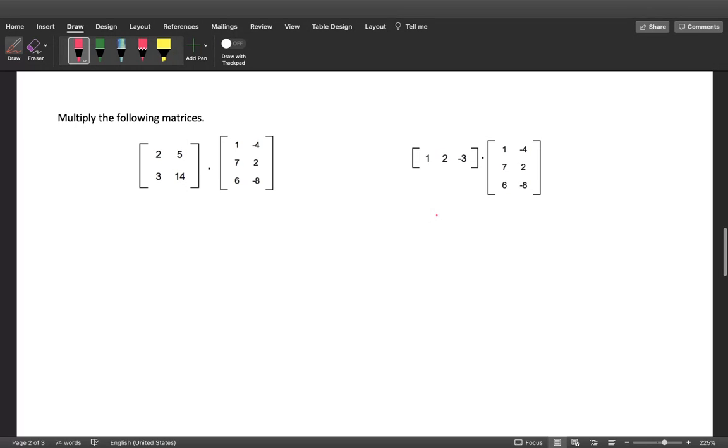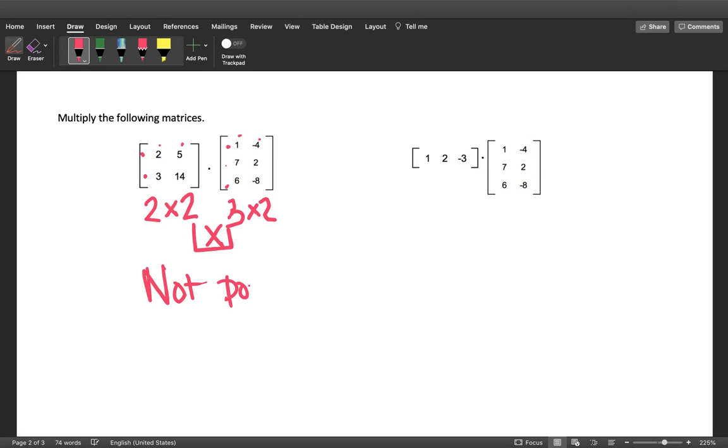So multiply these following matrices. So let's see what we have here. We have a 2 by 2. And then we have a 3 by 2. Ooh. So do these match? Does my column in my first one and my row in my second one match? Nope. So you would just put not possible. Make sure that you check this first every single time.